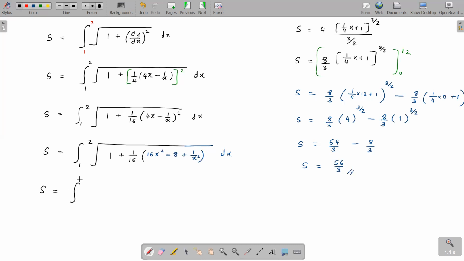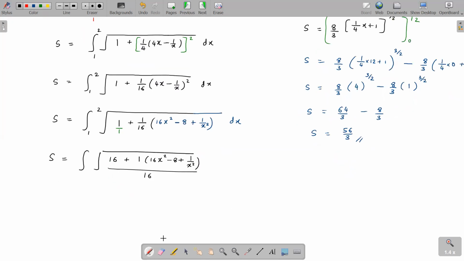Okay, so then let's open the bracket here. S equals integration. Shall I take the common denominator here? So I get here root, this is 16 plus 1 times 16x square minus 8 plus 1 over x square, the whole thing divided by 16. I took the 16 as a common denominator. Do you realize what I did here? Then that 1 over 16 I can take out of the root. 16 comes out as a 4. Do you agree? So then inside the root I have 16 plus 16x square minus 8 plus 1 over x square. Is that okay?